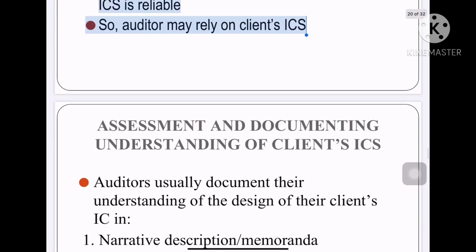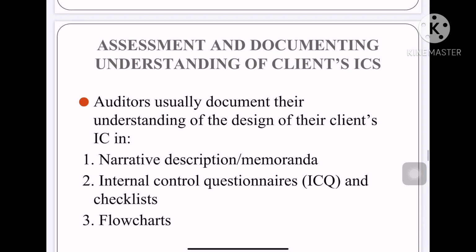Alright, now we move on to the assessment and documentation of understanding of the client's internal control system. The auditor normally or usually documents the understanding of the design of the internal control system. So after the auditor understands the situation of the internal control of a company, what they have to do is document the internal control system in their file. So there are three methods here.